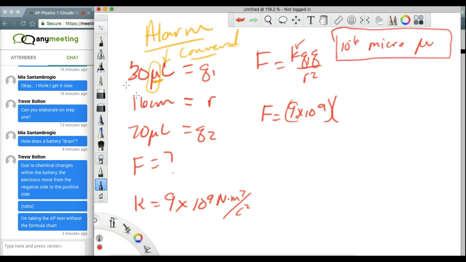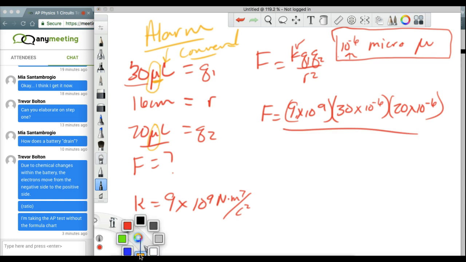So literally all you have to do is go 30 times whatever that multiplication factor is, 10 to the negative 6, times Q2. Q2 is 20 microcoulombs. Alarm, alarm, alarm. Convert, convert, convert. Look at that. 20 times 10 to the negative 6 divided by R squared. Oh no, there's another convert there. I need to convert centimeters to meters. Divide by 100, 0.16 meters. So I'm going to put 0.16 down here, but do not forget to square it.